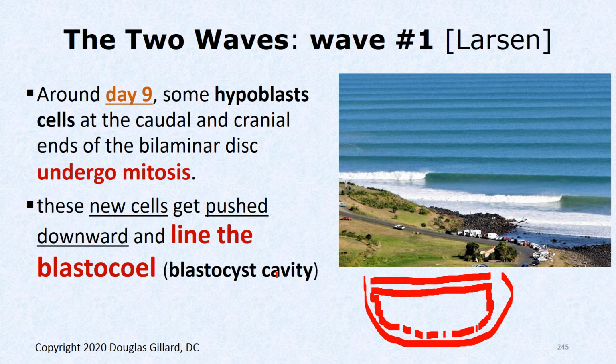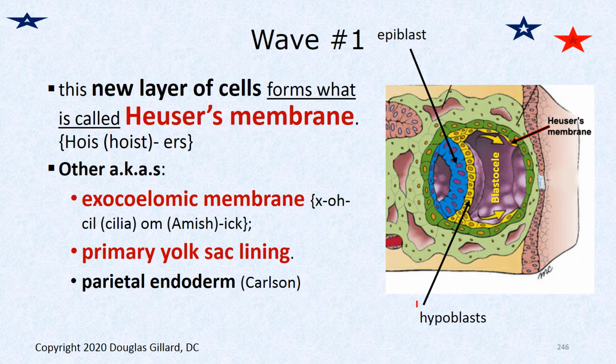And that's called Heuser's membrane, right? So these new cells get pushed downward in line with the blastocyst cavity. There's a blastocyst cavity. This is better. But here's the cytotrophoblast, same thing I drew. And here's the cells that, for whatever reason, go cuckoo and start going through mitosis. And they create this new layer that lines the cytotrophoblast, or you could say it lines the blastocele. And that's Heuser's membrane. Heus, like hoist, Heuser's membrane.